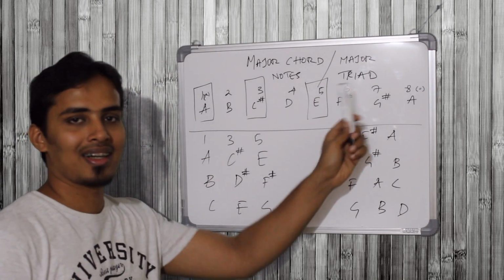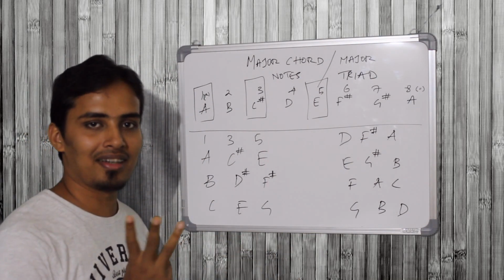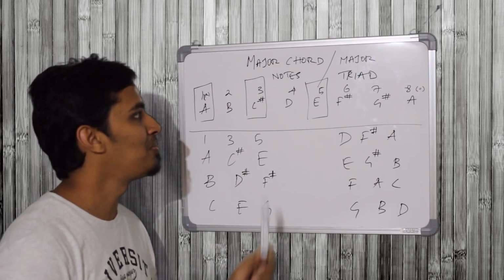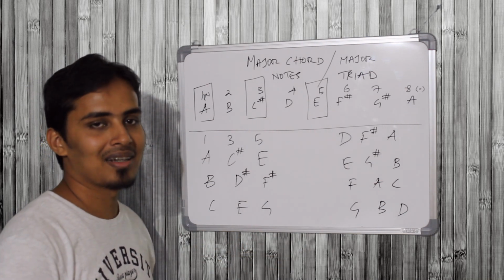And major triad, which means tri is 3. If you take a particular major chord, it only has 3 notes in it. So major chord notes and major triad actually mean the same thing.